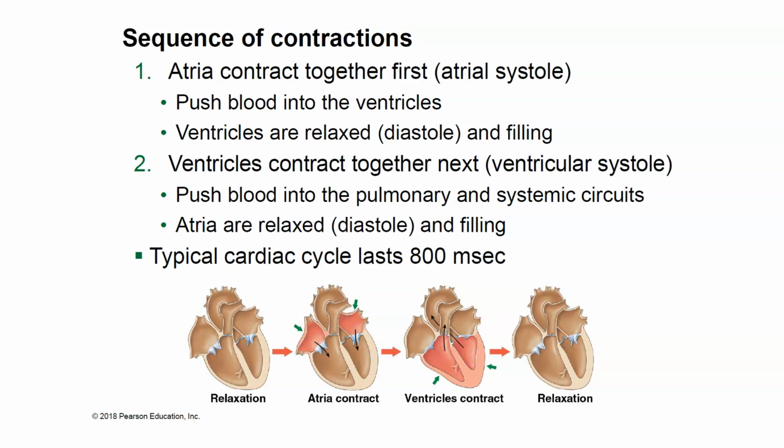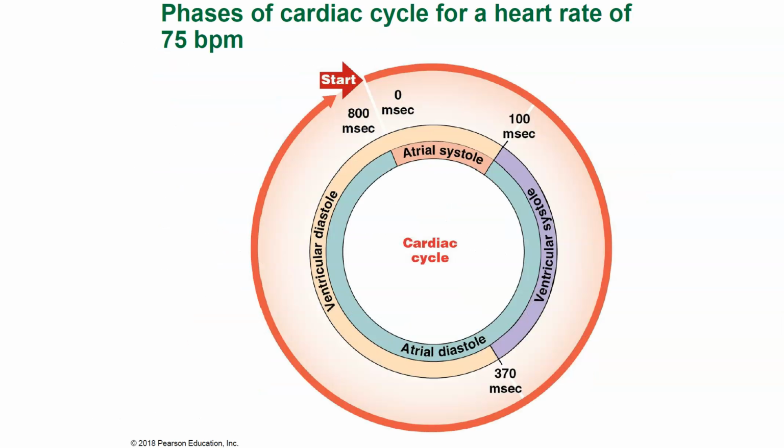A typical cardiac cycle lasts about 800 milliseconds. That's roughly 75 beats per minute. So you can take your pulse. Most people just take it for 10 seconds and multiply by 6. Don't take it with your thumb. There's a pulse in your thumb, so you could get a misreading.